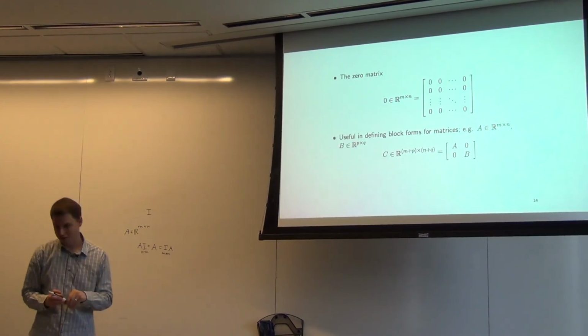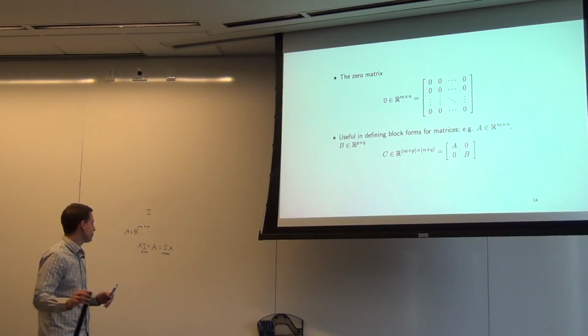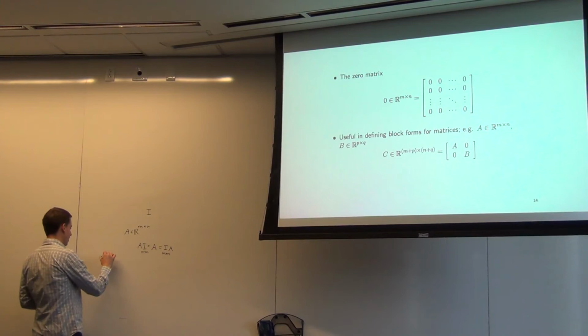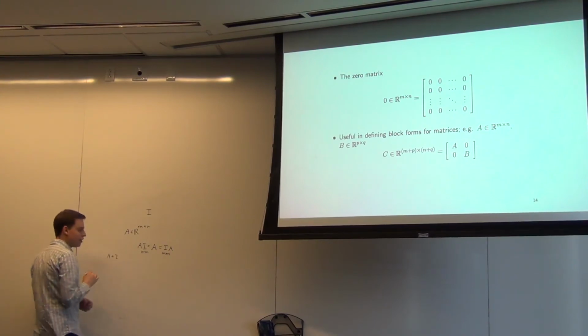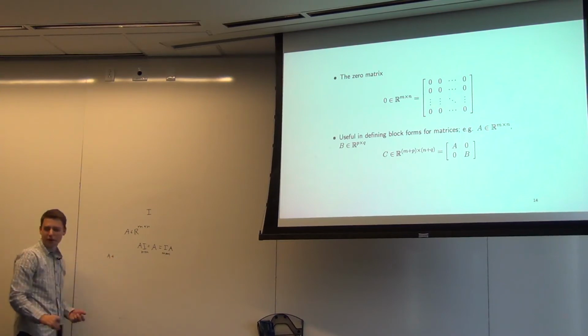The zero matrix is another thing we'll use sometimes. It seems pretty useless, but actually it's quite useful for writing things compactly. The zero matrix is just a matrix of all zeros. So this is one of the times where we will sometimes, I'm saying never write something like A plus 2. I guess you could write A plus 0. Not that that would be doing very much.